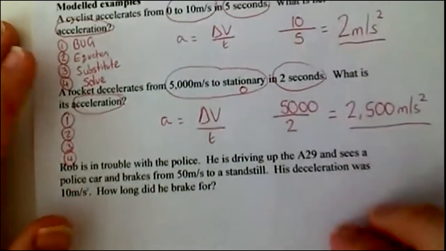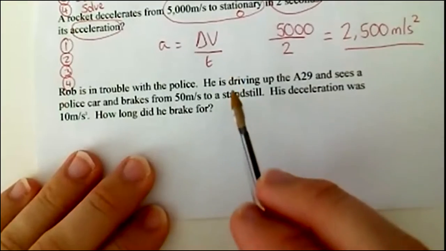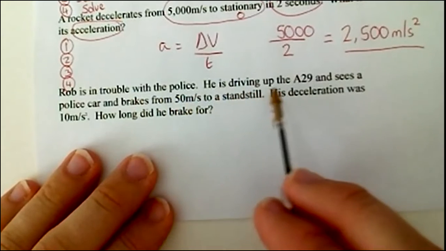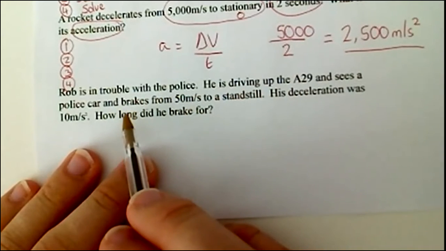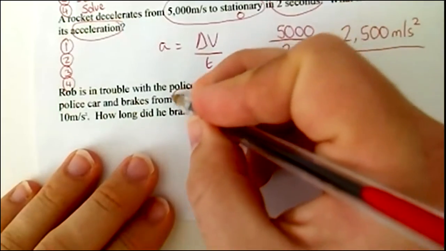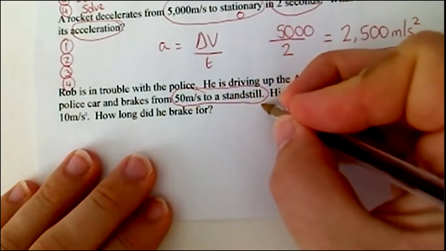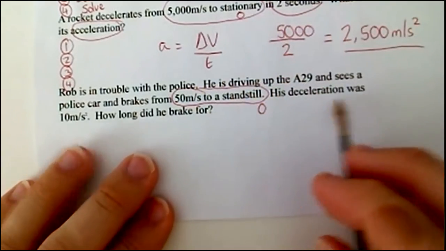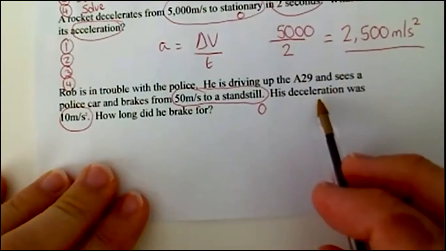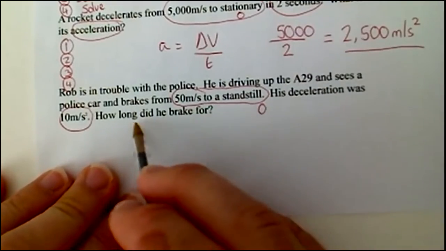The third question is, again, going to get a little bit tougher, and this time it's a bit longer. Let's read through it. Rob is in trouble with the police. He is travelling on the A29, sees a police car and brakes from 50 to standstill. So again, bug that question. Standstill, I now know that's 0. His deceleration was 10 meters per second squared. Deceleration is just slowing down. How long did it take him to brake?